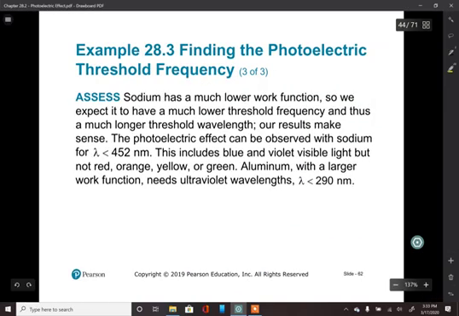Notice that the sodium work function is actually in the visible light range. If you shone actual visible light, in this case they say it's blue and violet, maybe a little bit of green, you would see the photoelectric effect happen. Aluminum, however, more of an everyday metal, you would not without ultraviolet light. So that's why you don't see that in everyday situations.